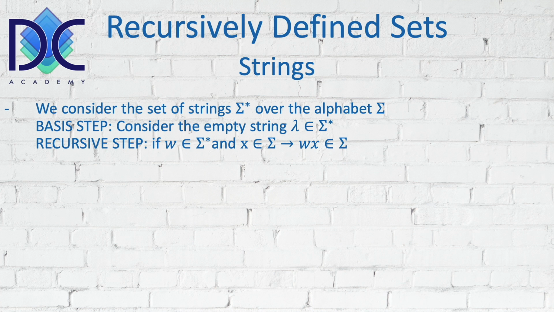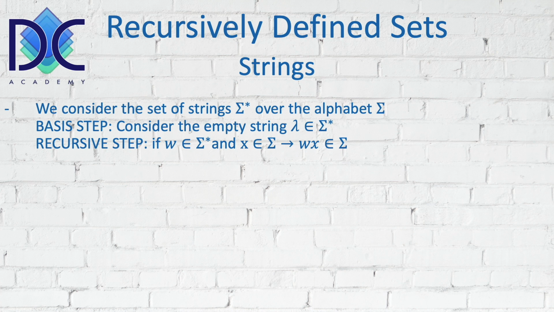The basis step is that we have an empty string lambda, which is an element of the set of the strings sigma star. And we have a recursive step. If w is an element of sigma star, the set of the strings, and x is an element of the alphabet, then wx is an element of sigma star.